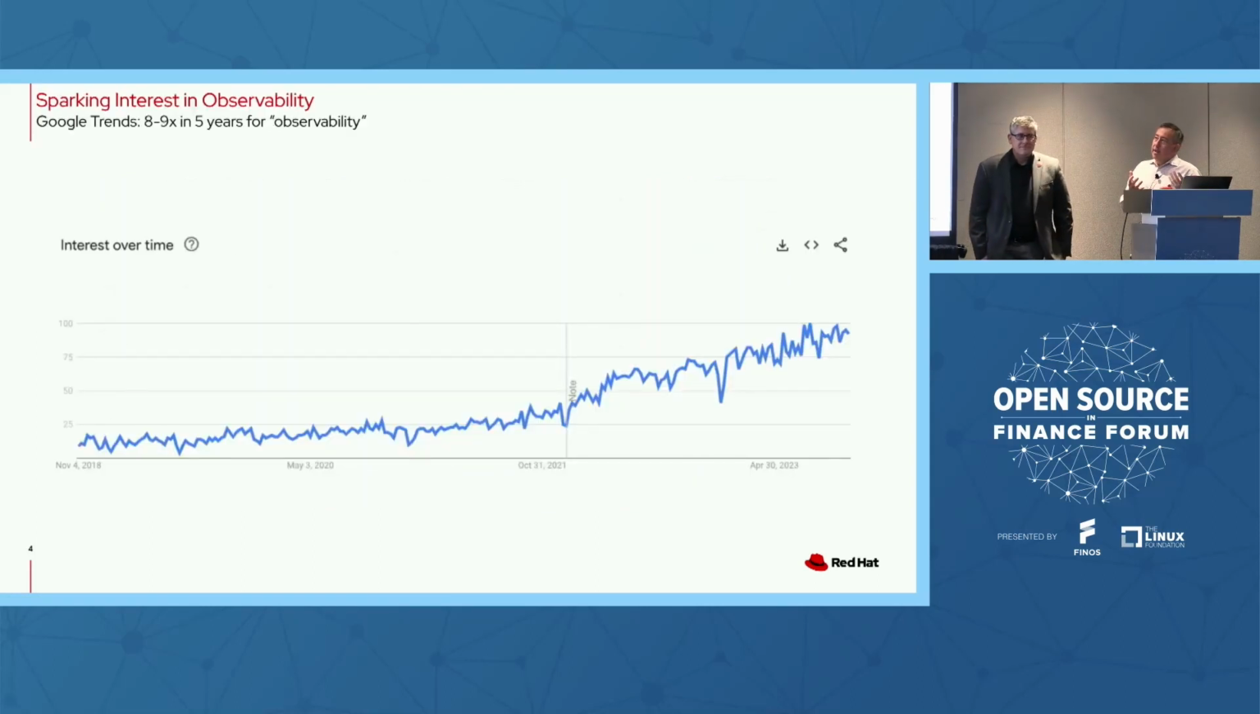That complexity, that interdependence of applications, has obviously sparked interest in the term observability. If we look in Google Trends over the last 5 years, it's an 8 or 9 times increase in the searching for observability within systems.